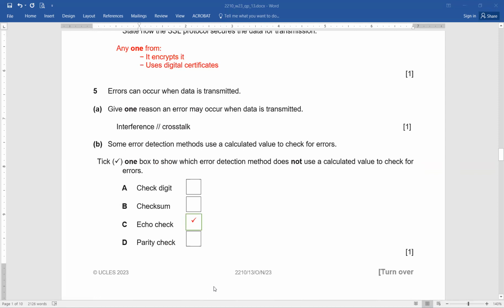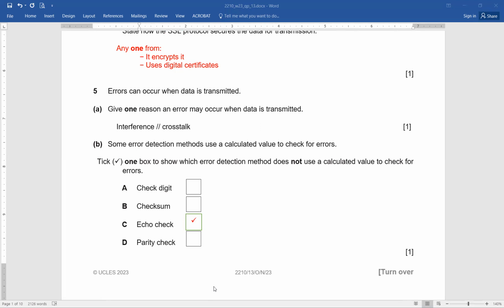Errors can occur when data is transmitted. Give one reason an error may occur when data is transmitted. So it can be interference. The data can have problems because of interference or because of crosstalk. Okay, crosstalking because of mingling of the signals or interference from the outside that is going to result in data getting some error.